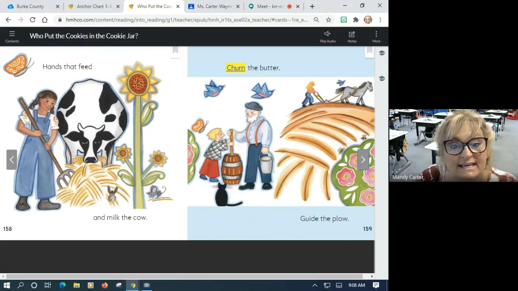Hands that feed and milk the cow, churn the butter, and guide the plow.